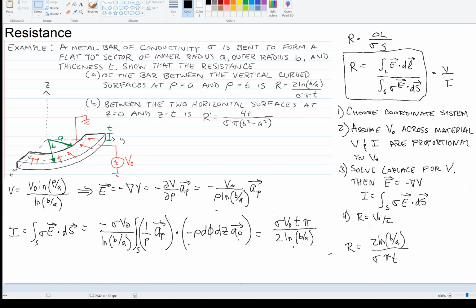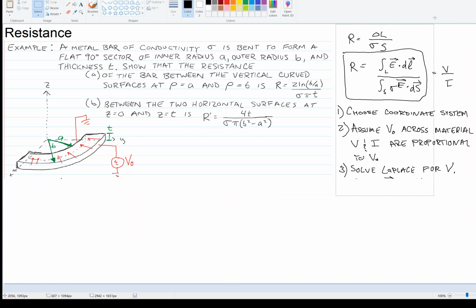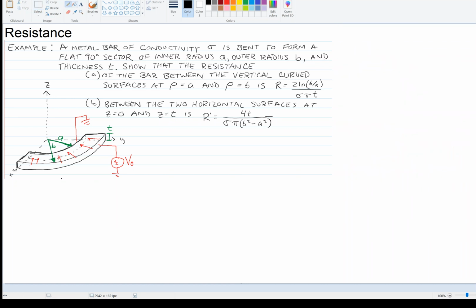All right, I'm going to erase that. I'm also going to erase the steps just to give me some more space. We're going to look at part B. So this was if we were to put electrodes on the A surface and the rho equals B surface. But we could alternatively do part B, where we attach electrodes between the two horizontal surfaces at z equals 0, so the bottom, this thing is resting on its bottom, right, and the top surface, z equals t. And so if we do that, now we want to show that the resistance is 4t over pi sigma b squared minus a squared. All right, let's do it.